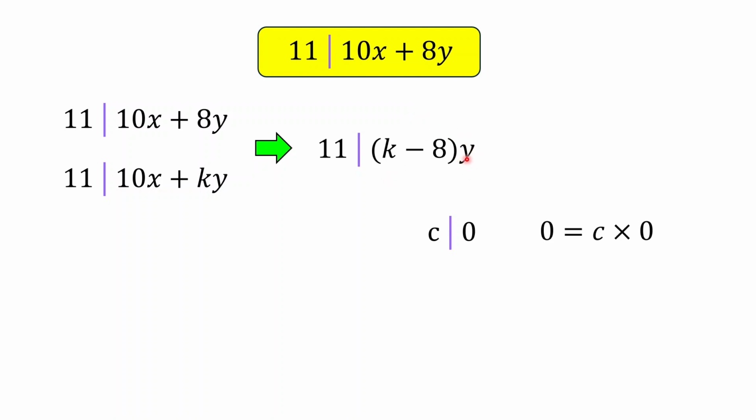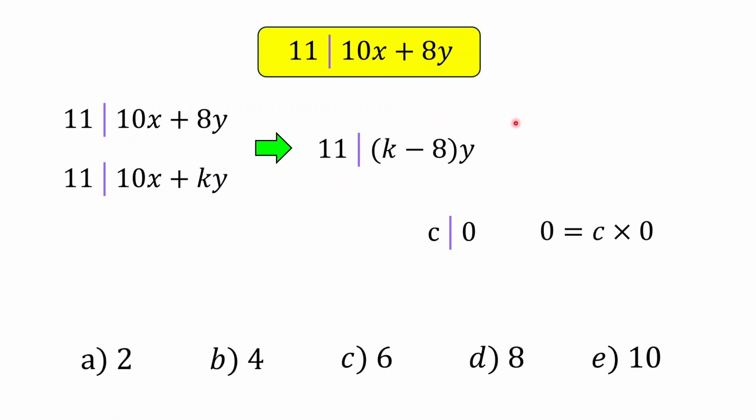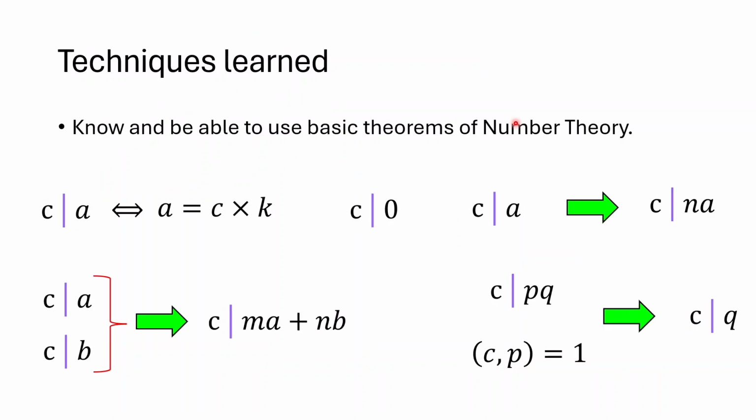Because y is a variable, it changes, so that one cannot be always 0. But k, if it is equal to 8, this side becomes 0, and therefore this equation is correct. Therefore, the correct answer is option D. k is equal to 8.